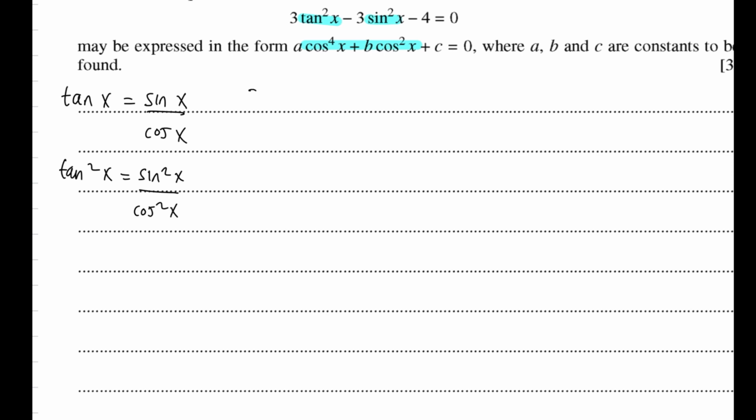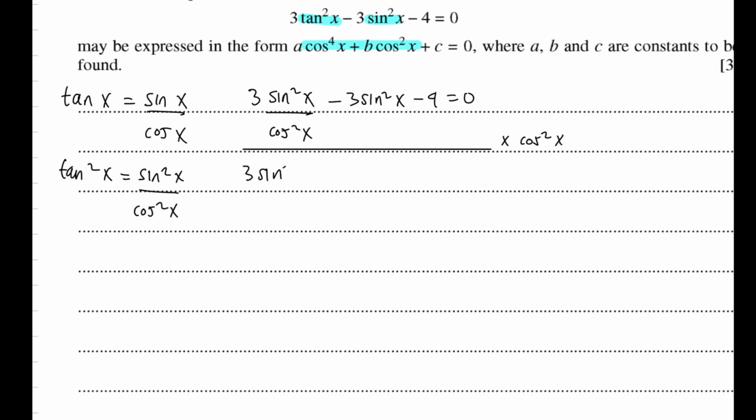So we get 3 times sine squared x over cos squared x minus 3 sine squared x minus 4 equals 0. And then we eliminate the denominator by multiplying both sides by cos squared x. So we will get 3 sine squared x minus 3 sine squared x cos squared x minus 4 cos squared x equals 0.